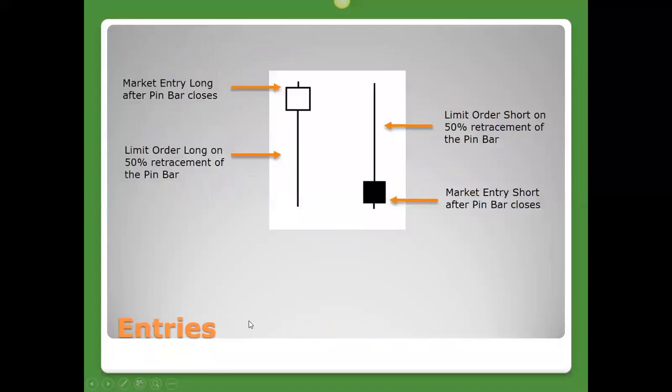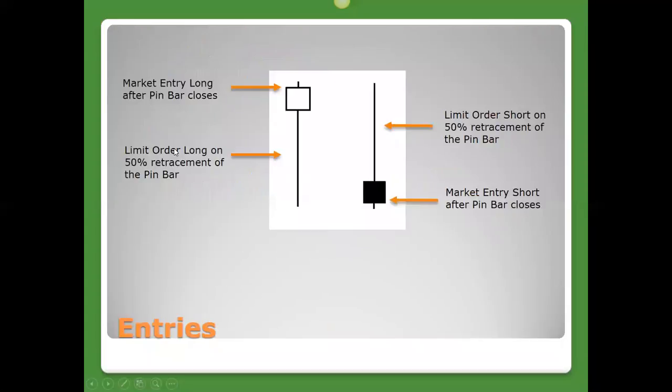So how do you actually take entries for pin bars? There are 2 different types of entries that you can take. In the case of a bullish pin bar here, we are looking to go long at this point because the price closed higher than the open and there's a tail towards the bottom. In this case, you can wait for this candlestick to close and place a market order at the very top. So once the price closes, you enter long and then you're looking for price to go up.